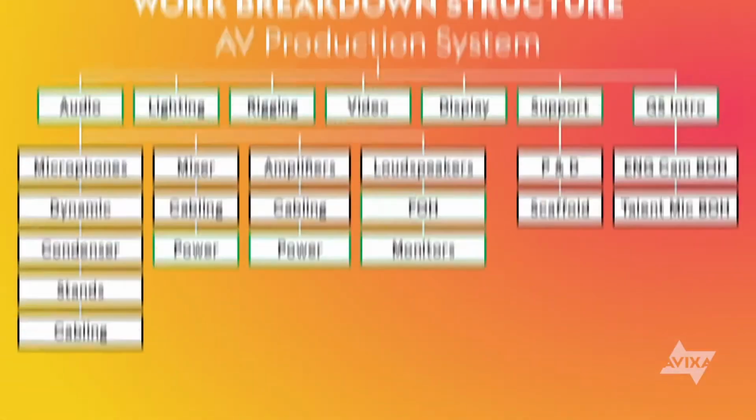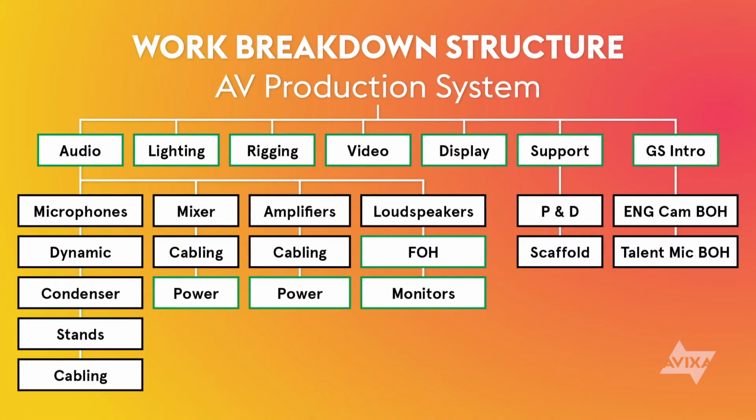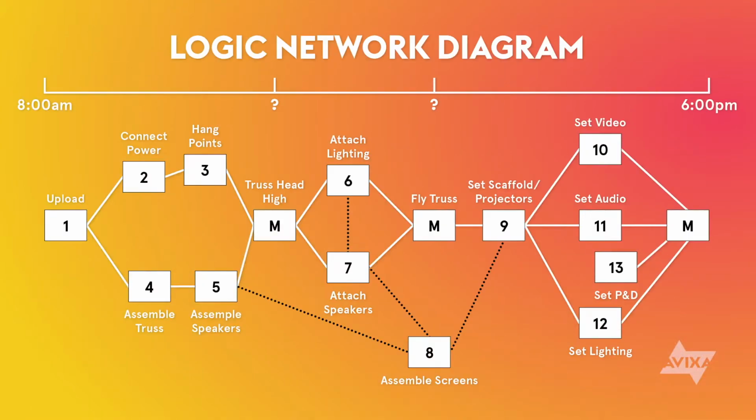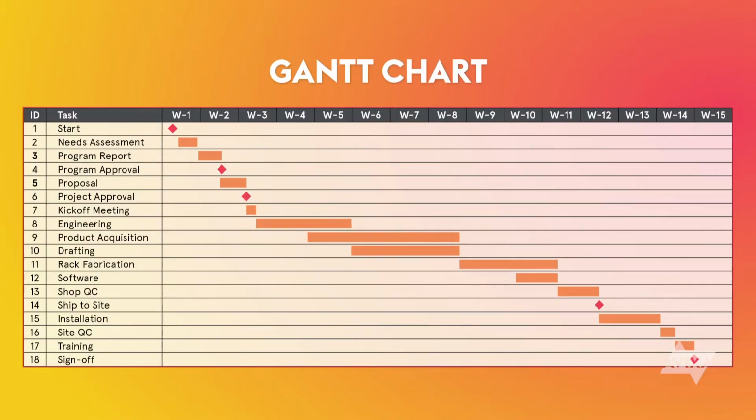There are 3 basic ways to do this. A work breakdown structure, or WBS, defines the products or services. A logic network diagram shows which tasks have to be completed before you can begin your work. And a Gantt chart provides a timeline for all the activities that have to happen.